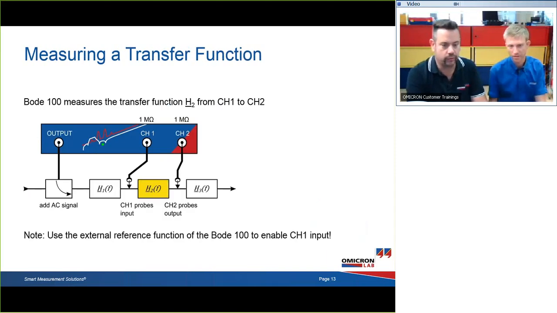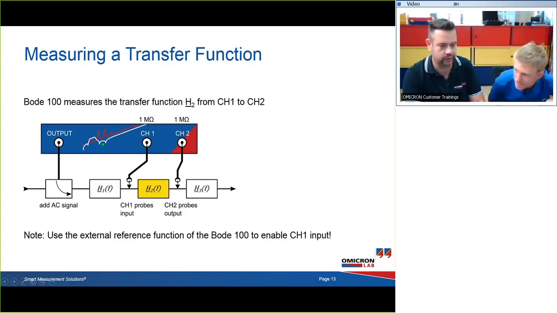So how can we measure? We can measure transfer functions with the Bode 100. We have the possibility to inject the signal somewhere in a chain of devices and then pick up a signal at channel 1 and pick up a signal at channel 2 and compare these two signals. So we just build the ratio between channel 2 and channel 1, and then we get as a result the transfer function of everything which is in between. So this allows us to measure somewhere inside a chain just the transfer function of a single block inside this chain.